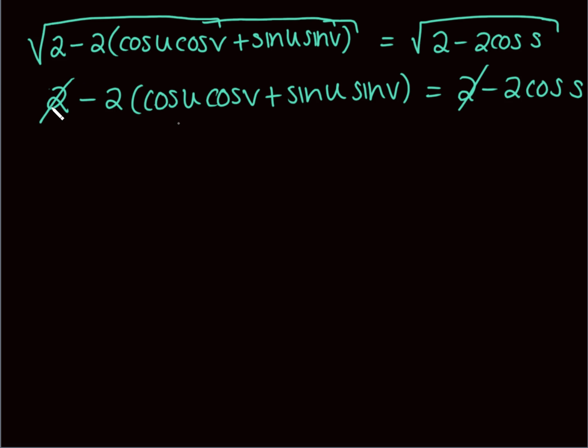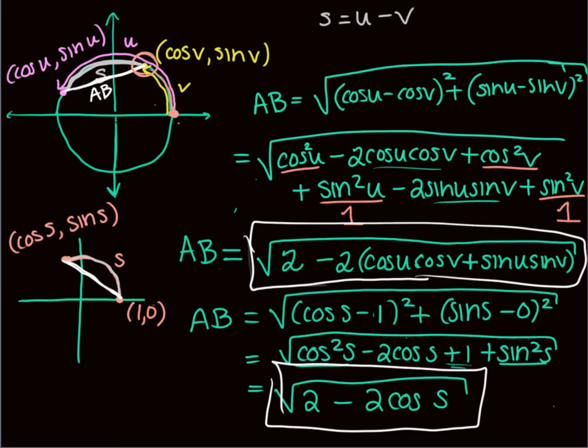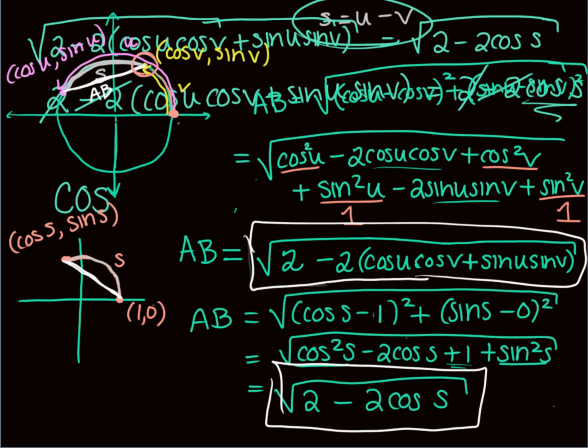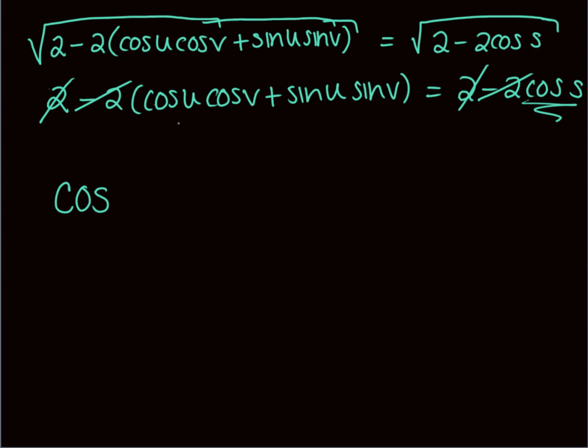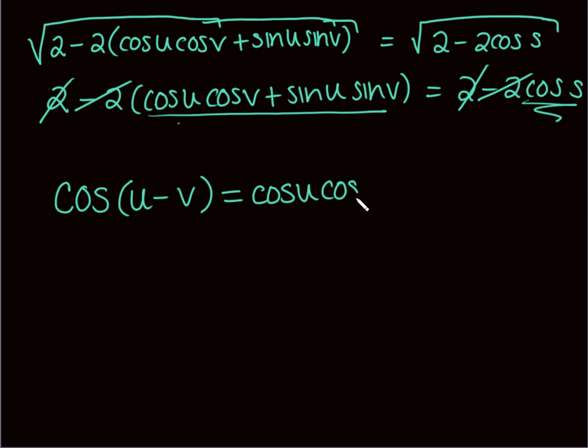Those 2's are gone, guys. We're almost there. This is very exciting. I can divide each side by -2. And look at what I have, you guys. I have the cosine of S. But remember, what was S? S was U minus V. So cosine of U minus V is equal to all of this right here: cosine of U, cosine of V, plus sine of U, sine of V.